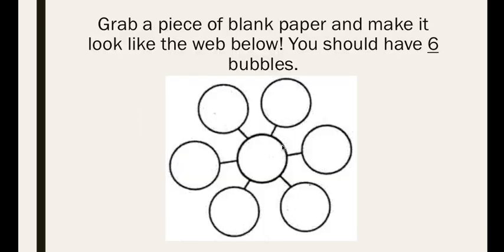I just decided that I was going to go over the slides together and you guys can read along and I will walk you through it. So I need you to grab a piece of paper, blank paper, and make it look like the web below. And you should have about 6 bubbles that go around the center one. But always leave a little extra space because I know some of you like to take extra notes. So go ahead and pause and get a piece of paper.